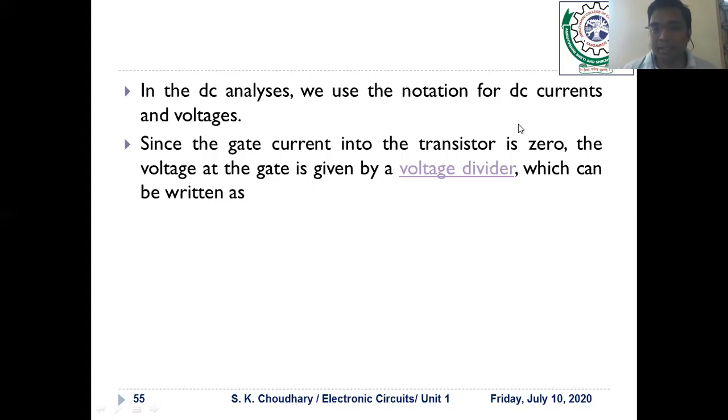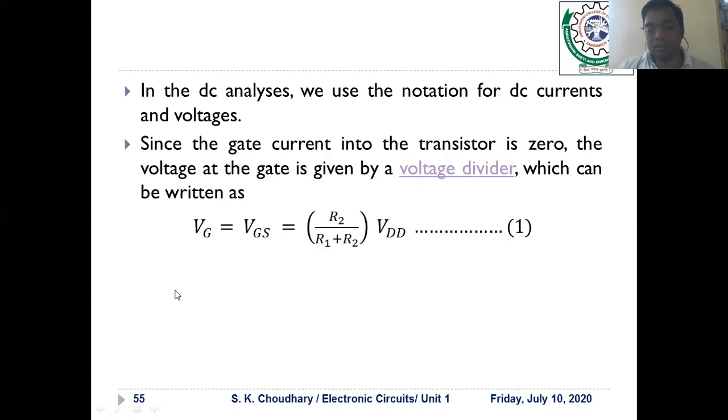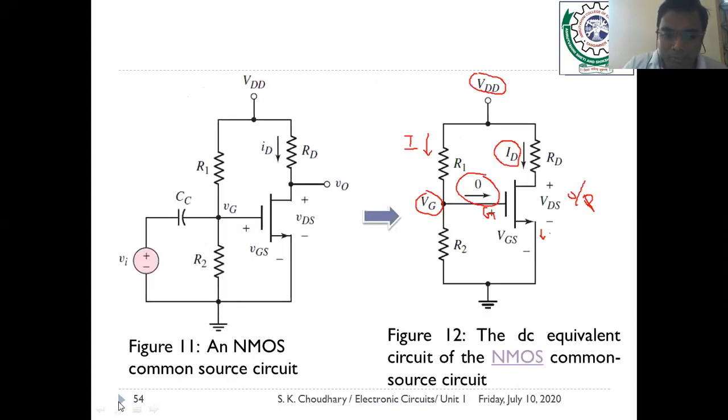Since the gate current into the transistor is zero, the voltage at the gate is given by the voltage divider and can be written like this. I think all of you are familiar with how to apply the voltage divider rule for finding the voltage. Here you can see that VG is equal to VGS, because there is no source resistance. That's why you can consider VG equal to VGS, and that is equal to R2 upon R1 plus R2 into VDD, in equation 1. So see in the previous diagram how we find this.